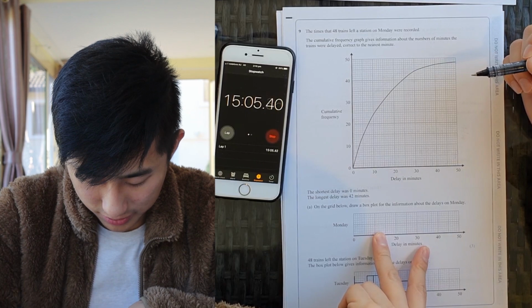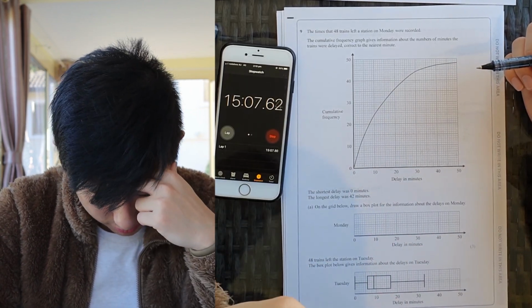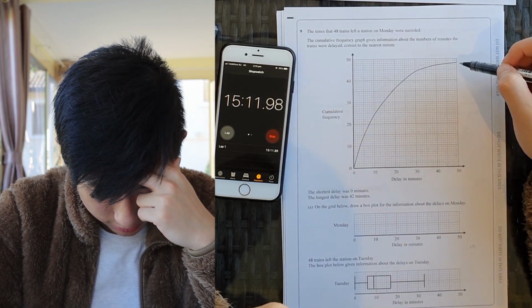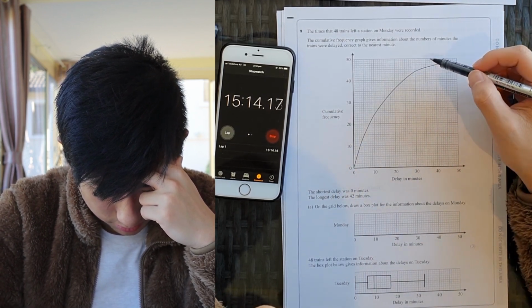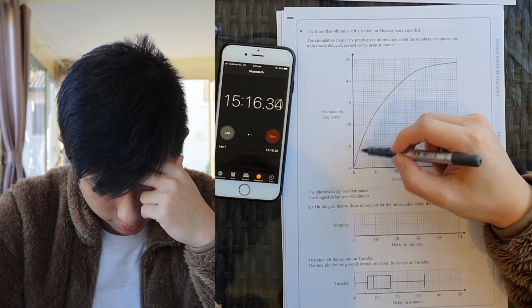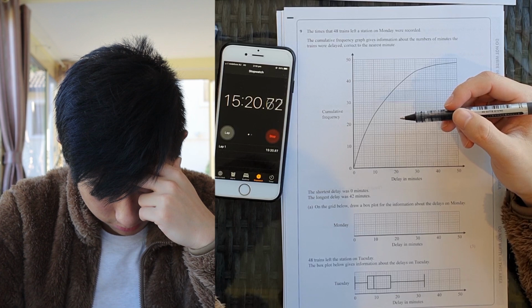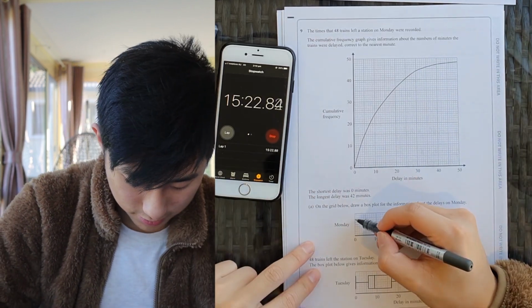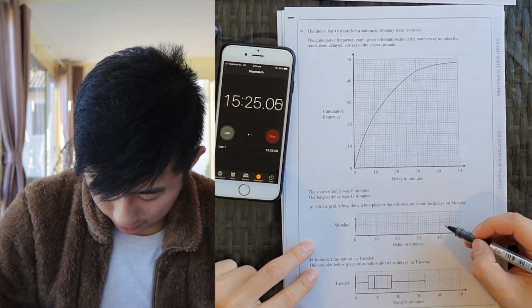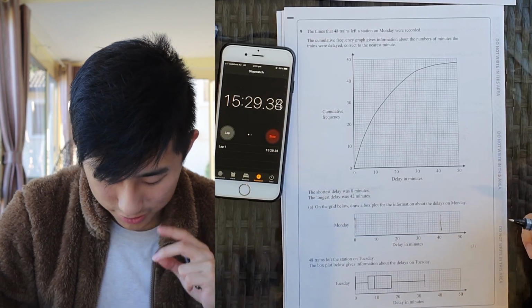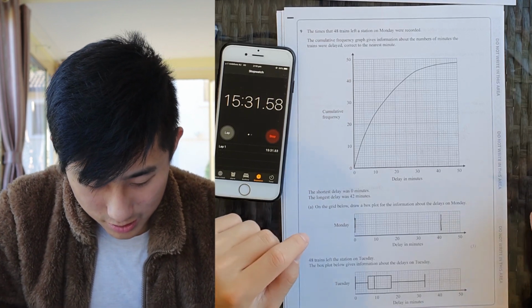Draw a box plot for the information about the delays on Monday. So it's not linear, so there were a lot of short delays. Okay, so it starts at 0 and it ends at 42. So 42 is here. Kind of forgot how to draw a box plot now.